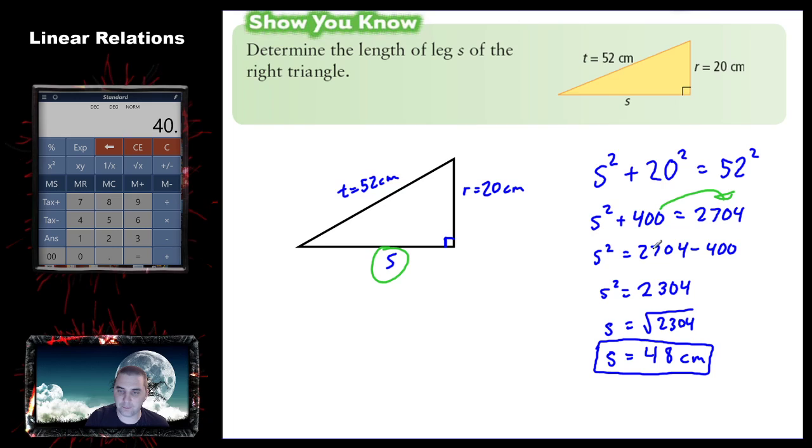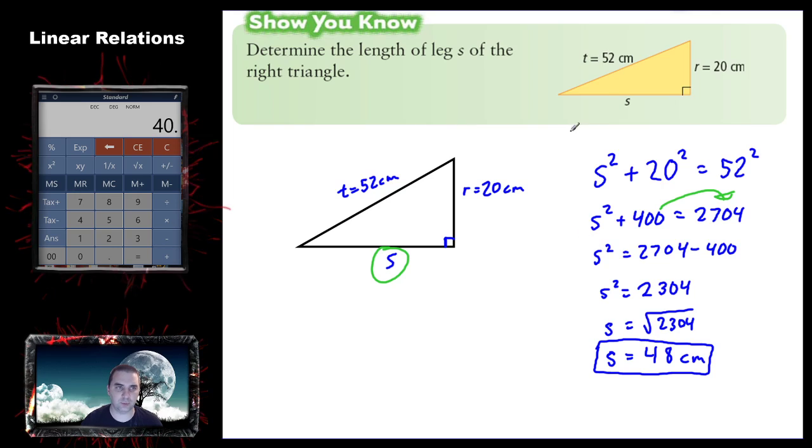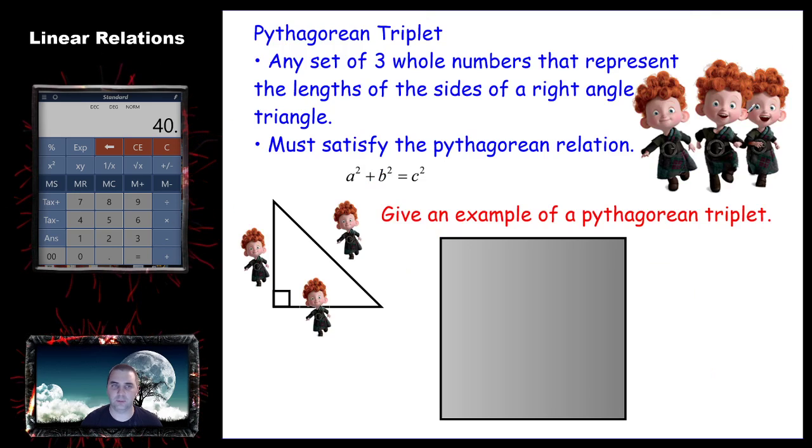So 2704 minus 400 is equal to 2304. I do the square root of that, and it looks like an ugly number, but it turns out to be just 48 centimeters, which is an awesome number to end up with. All right, moving forward.